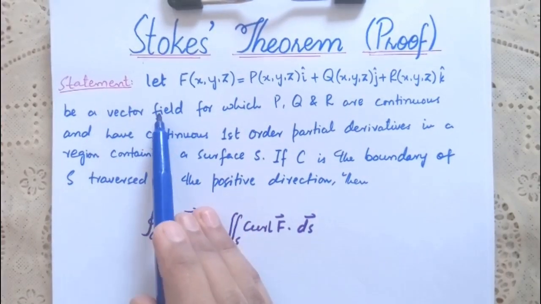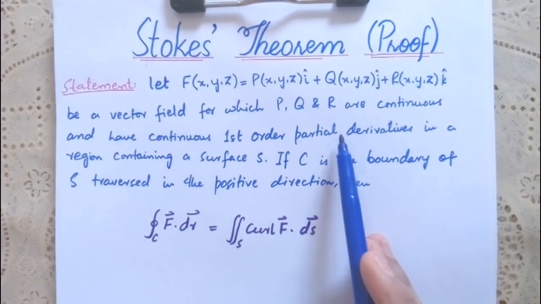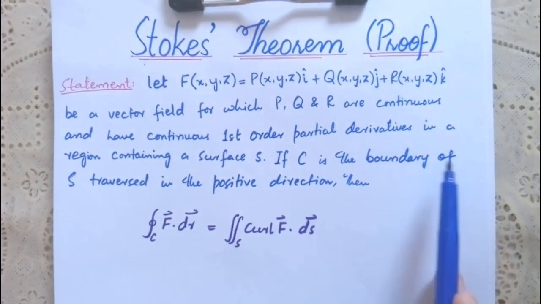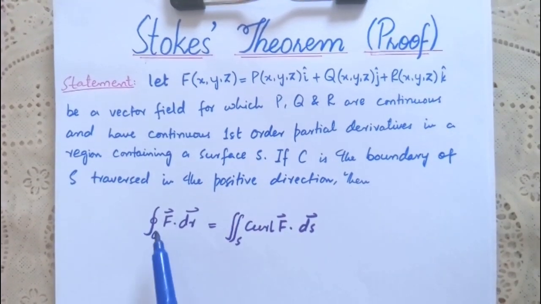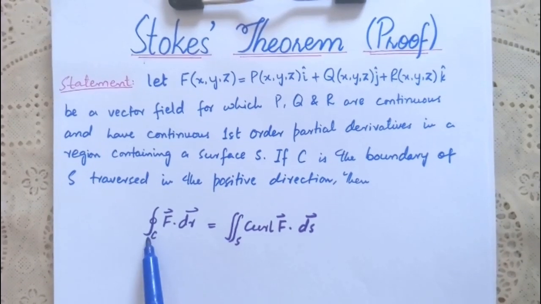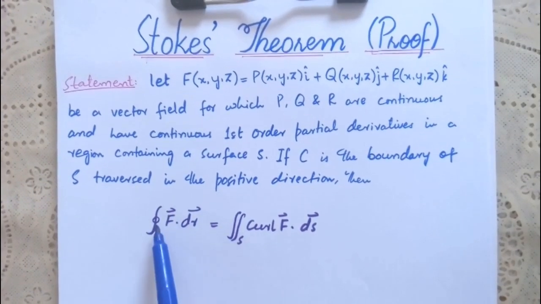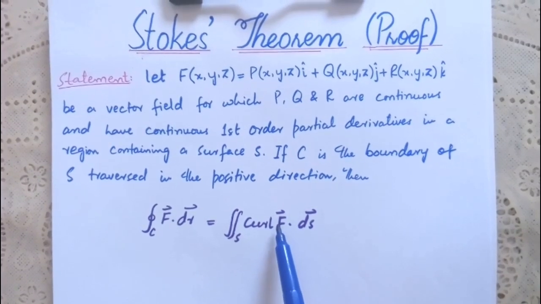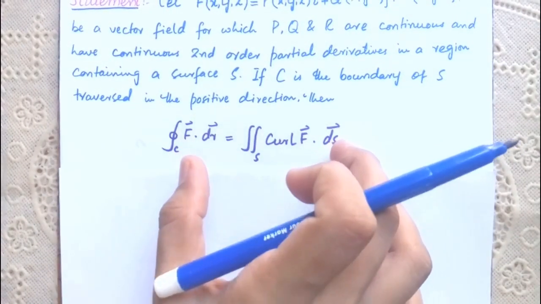Let F be a vector field for which P, Q and R are continuous and have continuous first order partial derivatives in a region containing a surface S. If C is the boundary of S traversed in the positive direction, then the line integral over the closed curve C of a vector field F dot dr, where closed curve C is the boundary of the surface, right? And this line integral is equal to the surface integral of the curl of a vector field F dot dS, right? Let me try to understand this formula.